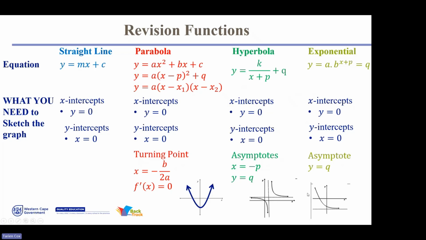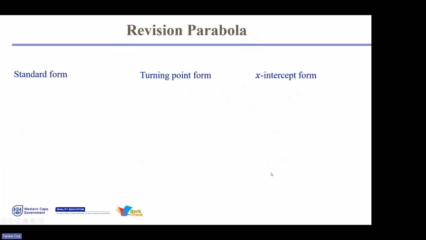And then your exponential graph. Here you can see by the hyperbola, you've got two asymptotes. By the exponential, we only have one asymptote as the graph has shifted downwards.